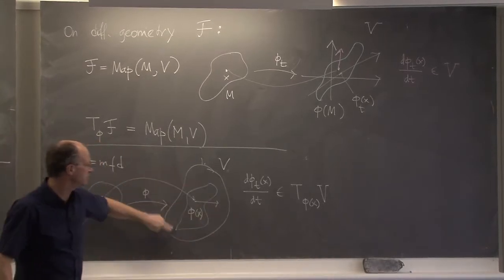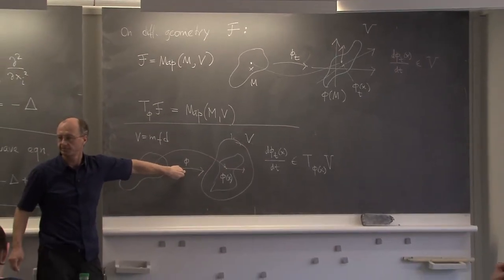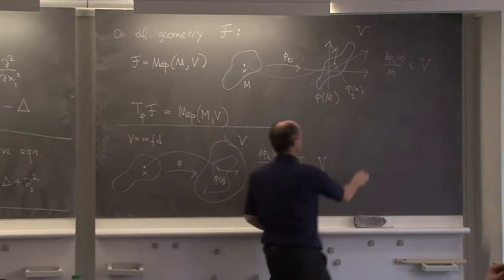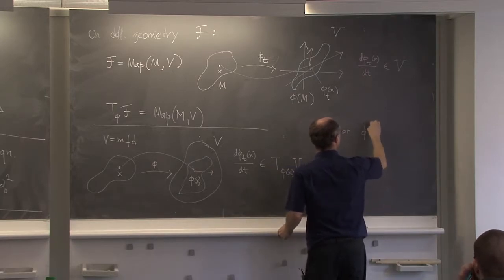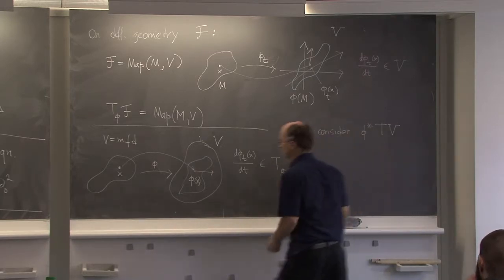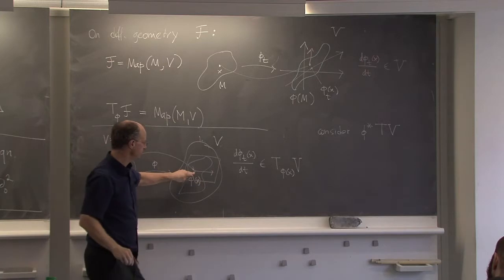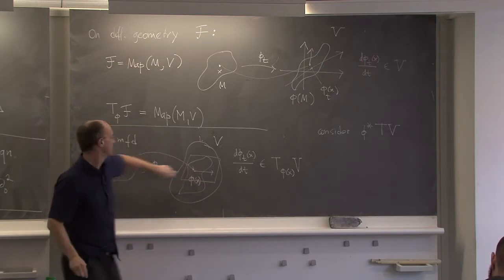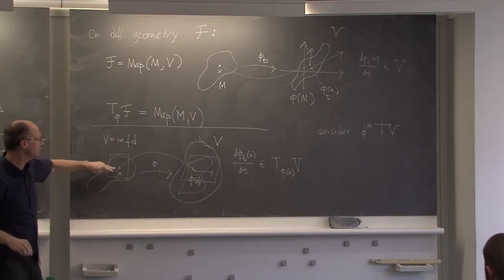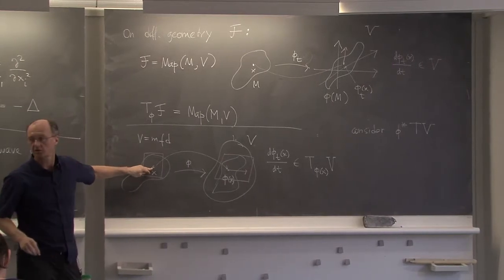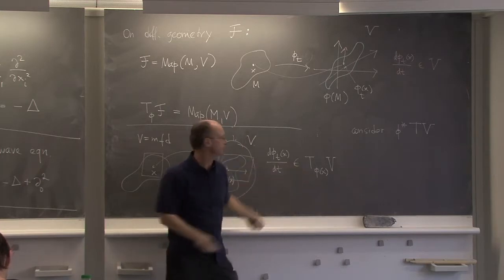So the way to deal with it is as follows. You take the tangent bundle of V, and you pull it back by the map phi. Right? So you consider phi star of the tangent bundle of V. So the space where this vector lives gets transported to here. So you get a vector bundle whose fiber over x is exactly this space that you want, right?